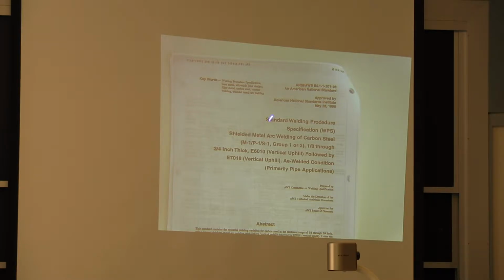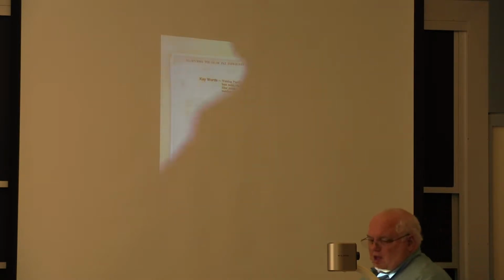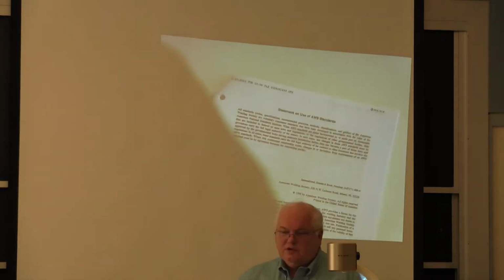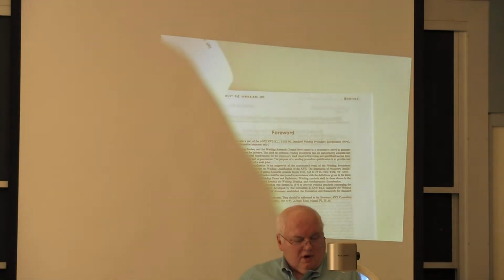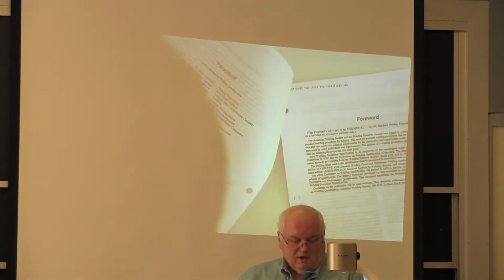But they went out and they spent tens of thousands of dollars, prepared by the Committee on Welding Qualification under the direction of, who cares? And this tells you what type of material, what thicknesses. It starts out with an E6010 cellulosic electrode. This is for pipes. And E7018, and it says primarily pipe applications. And I'm going to let you go through it. Here's their statement of disclaimer. Here's all the people who served on the committee.